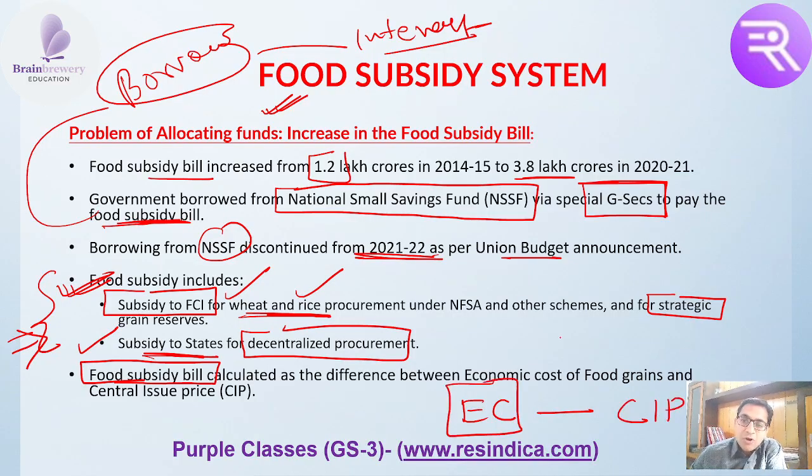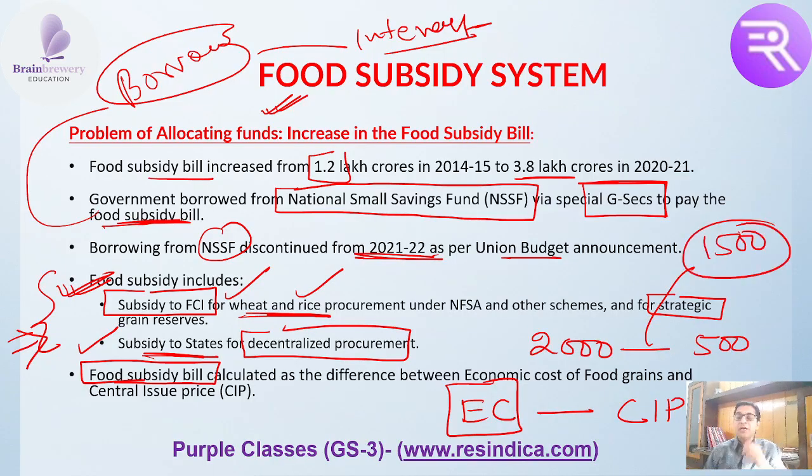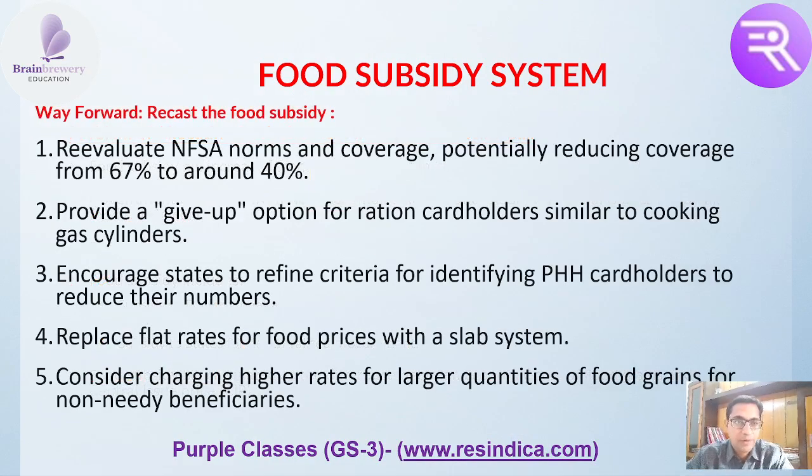If the economic cost is 2000 and the central issue price is 500, then 1500 is the subsidy bill that the central government has to bear. Because the central government has to provide resources at lower rates to the state so that they can give them to the fair price shops. This is how you calculate the food subsidy bill.